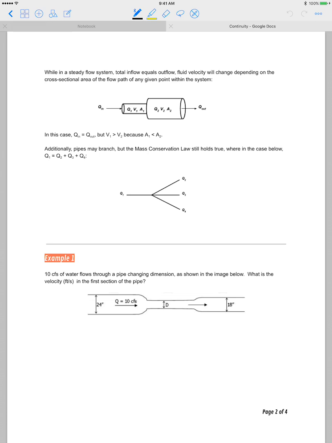Okay, so taking this concept to the next level, flow can also branch. In this case down here you'll see a flow coming in, and you have 1, 2, and 3 different flows coming out. This is Q1, Q2, Q3, and Q4. In this particular case, the flow in has to equal the flow out of the entire system. So Q1 is equal to Q2 plus Q3 plus Q4, as shown in the equation here. Pretty simple stuff. It's your basic mass balance.